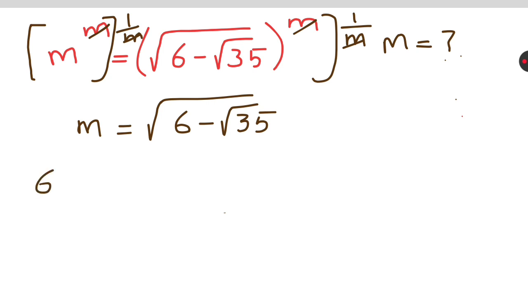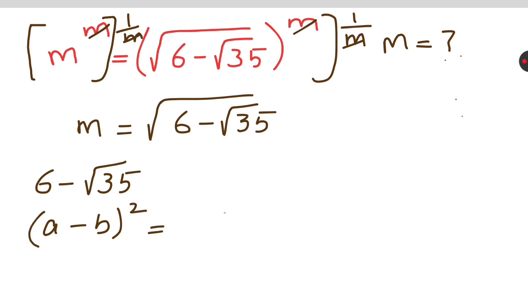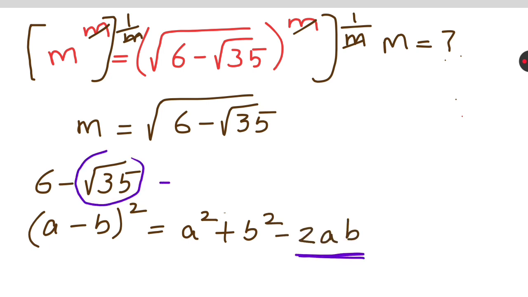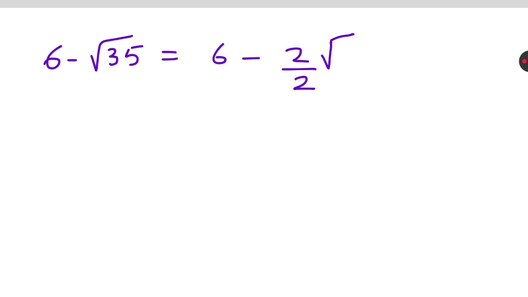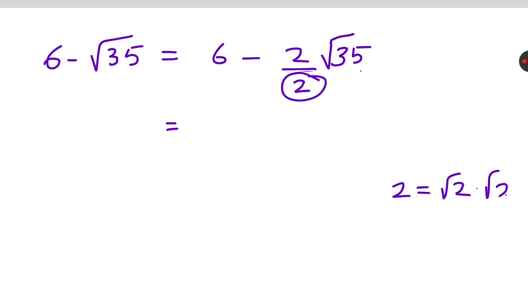So let's take only 6 minus square root of 35. Now my goal is to convert it in terms of a minus b form. So what is a minus b whole square? a square plus b square minus 2ab. Here we have a minus 2ab, but here we don't have a 2 times something term. So let's write that as 2 over 2 square root of 35. And then in the denominator we have a 2. Instead of 2, we can write this as square root of 2 times square root of 2, which is the same as 2.